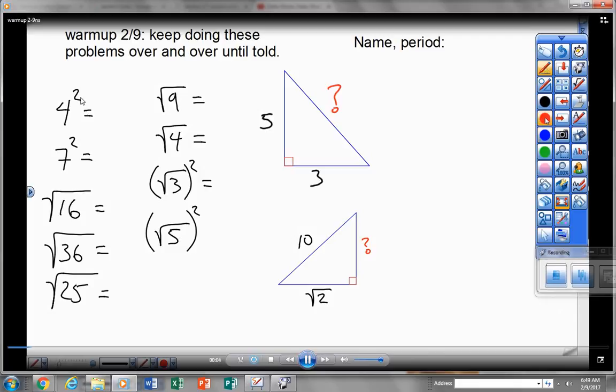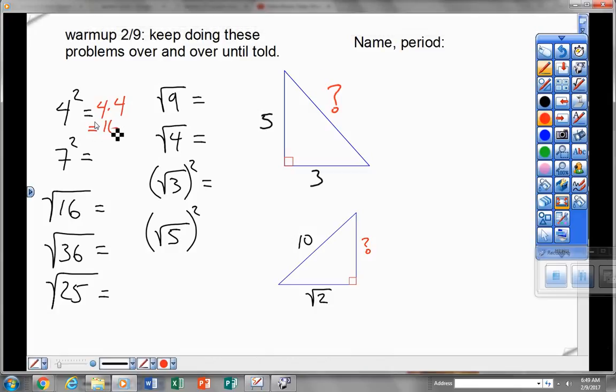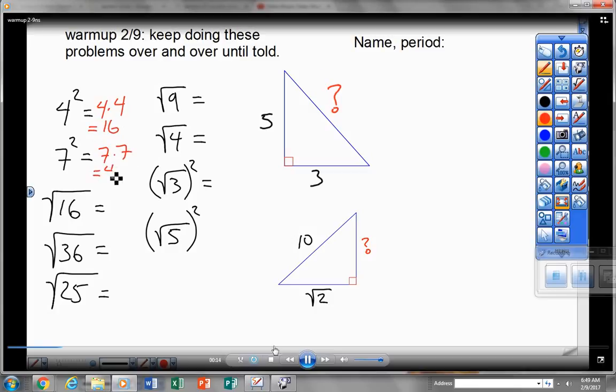Remember, 4 squared is 4 times 4. So 4 times 4 gives you 16. 7 squared, 7 times 7 gives you 49. Remember, never multiply a base times a power. This is always 4 times itself twice. Never multiply 7 times 2. This is 7 times 7, 49.